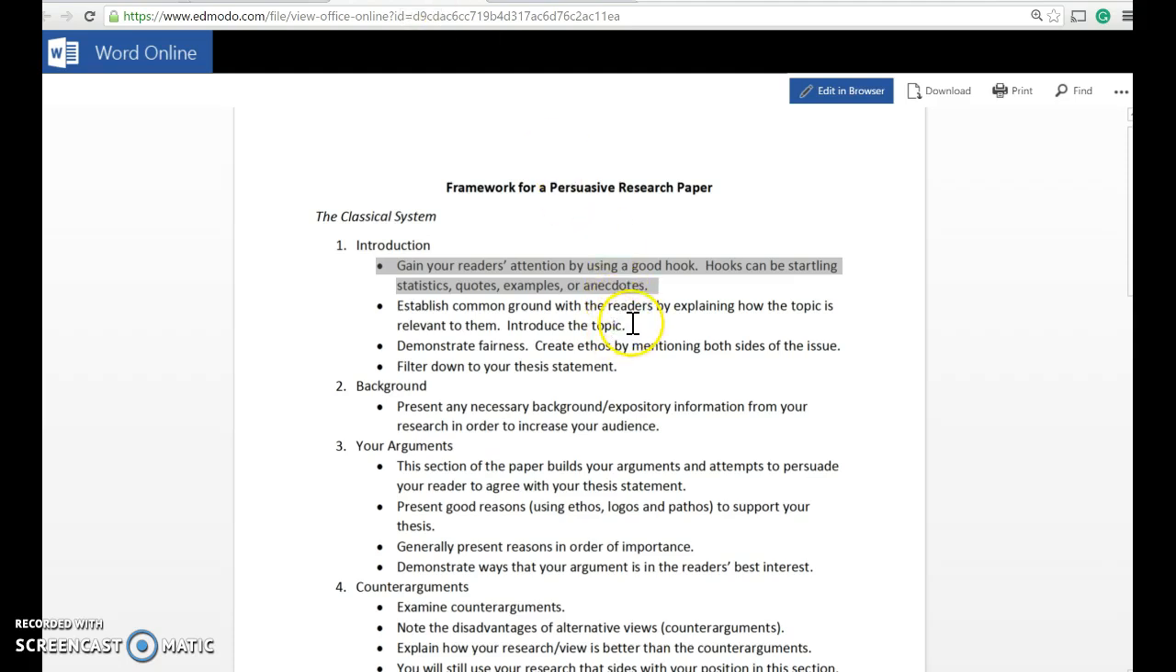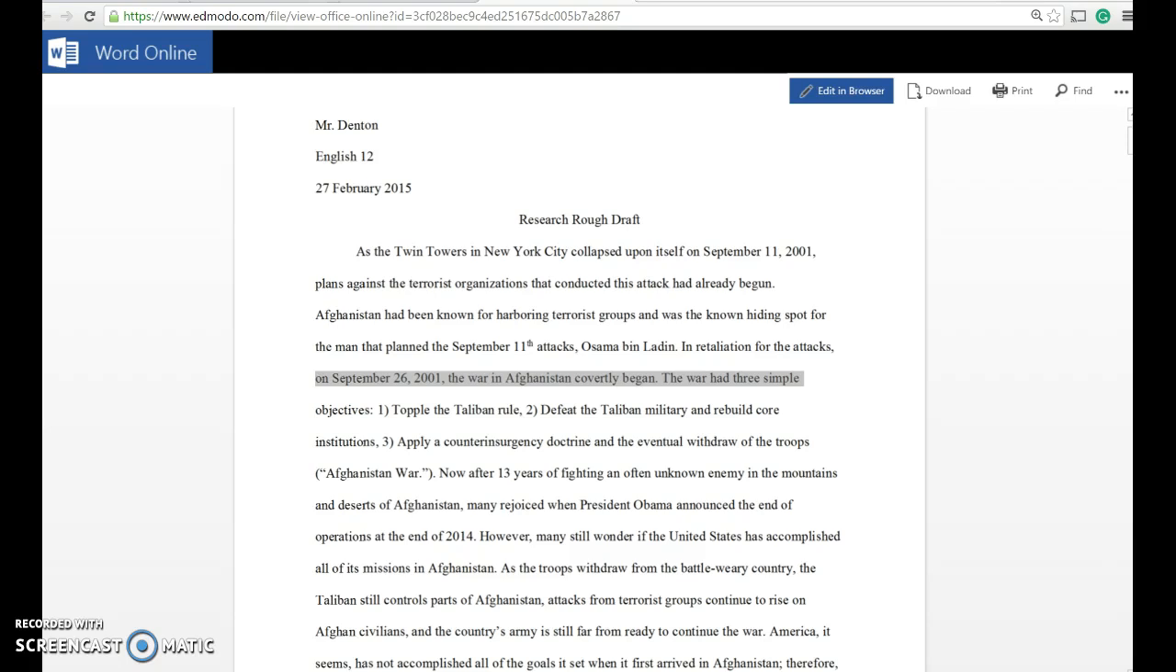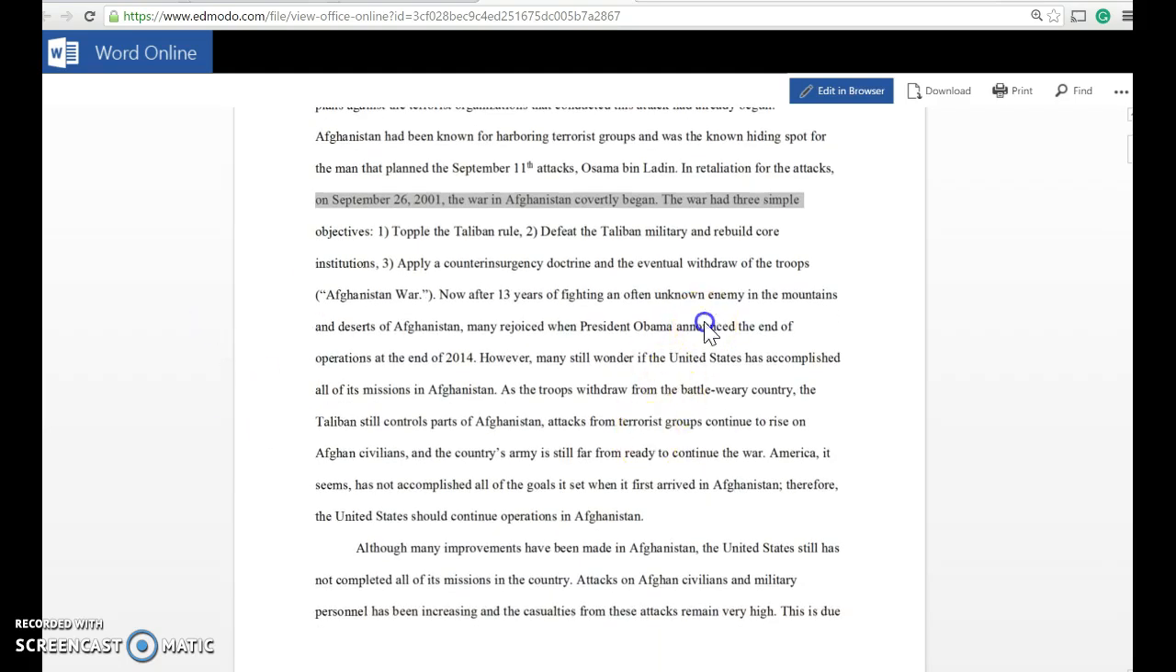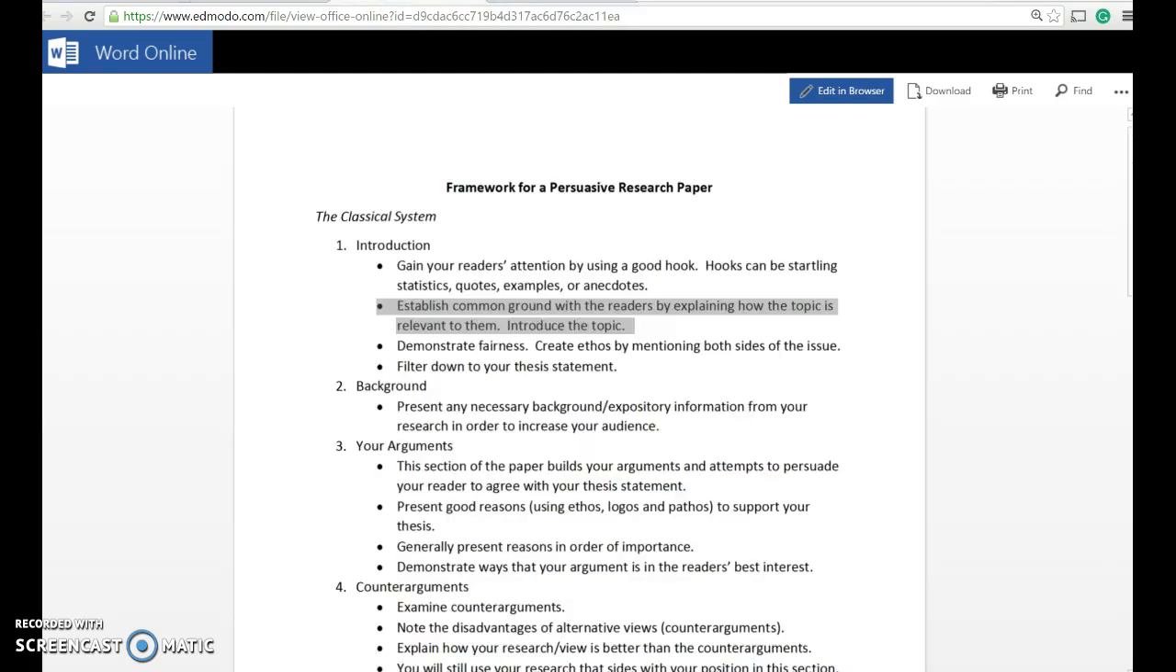Now, with that said, what you need to do also is establish common ground with readers by explaining how the topic is relevant to them. Basically, why should they care is what we're doing right here. And what he does at this point is get into how the war had simple objectives, and he gets into those objectives for the reader.